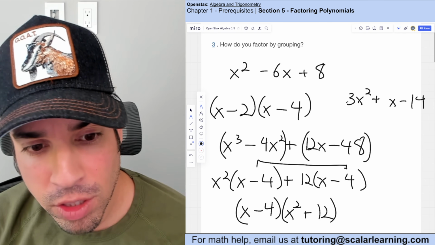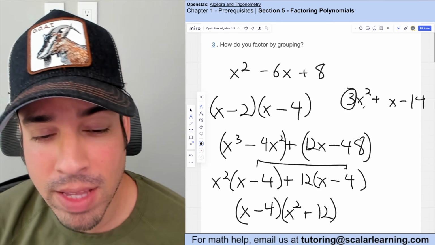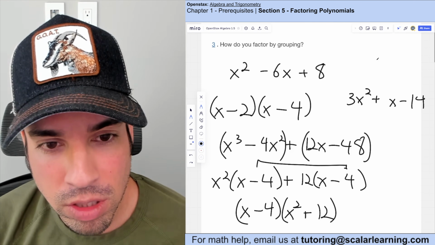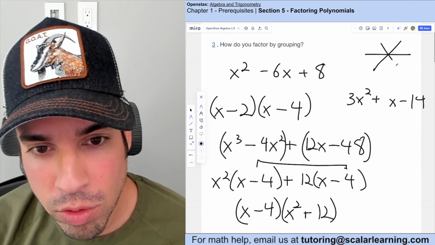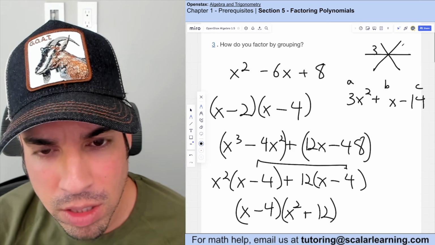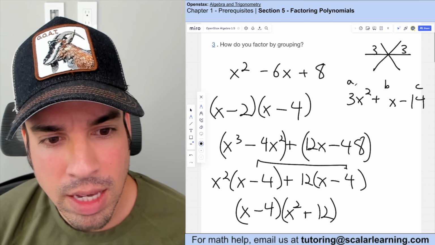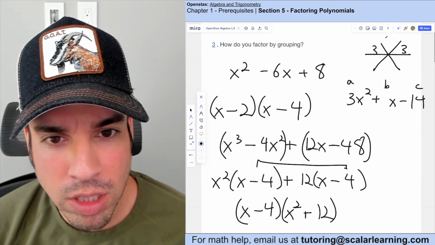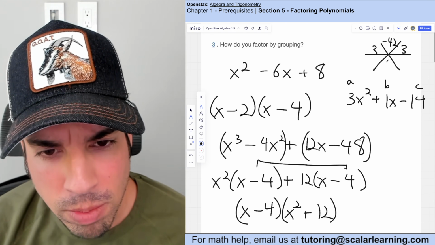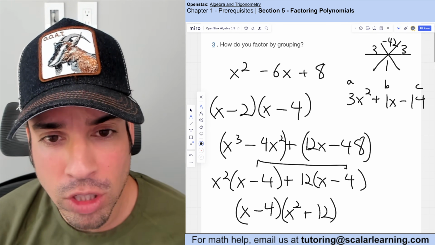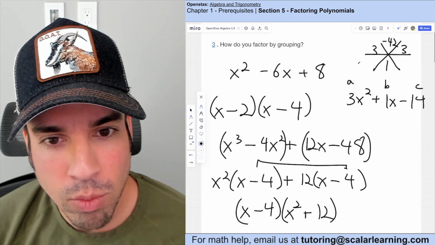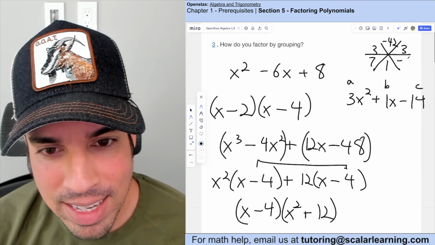Now the last possibility is when we have a coefficient in front of that leading term. So we're going to have to do something a little bit differently. The way that I like to do this is using something called the star method. When we have the star method, I'm going to say that's a, that's b, that's c. I'm going to take that a term and place it up here like so. I'm going to place the a times c, which is 3 times negative 14, which is negative 42, up top. And then that b, there's an invisible 1 there, so I'm going to place a 1 down here. Then I ask the question, what two numbers multiply to negative 42 and add to 1? That would be positive 7 and negative 6.